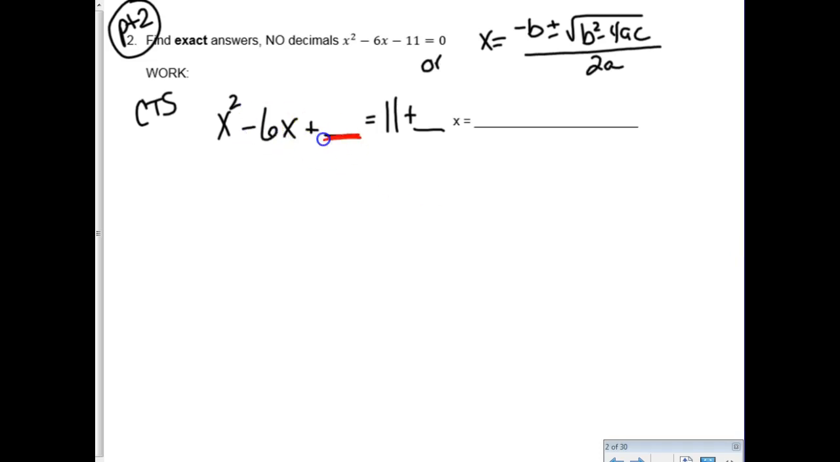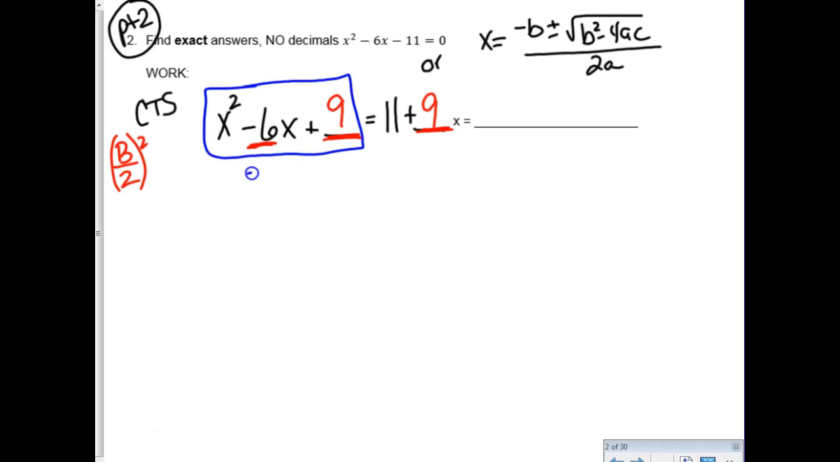So remember, in order to find the blank, and it's the same number both times to balance, you take the middle term, which is your b value, you cut it in half, and then you square it. So middle term cut in half is negative 3. Negative 3 squared is 9. So why did you do that? Because now this quadratic factors beautifully into x minus 3 quantity squared. And then over on the right side, 11 plus 9 is 20. And now you have a square rootable problem.